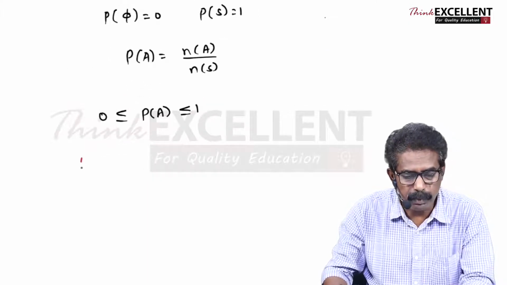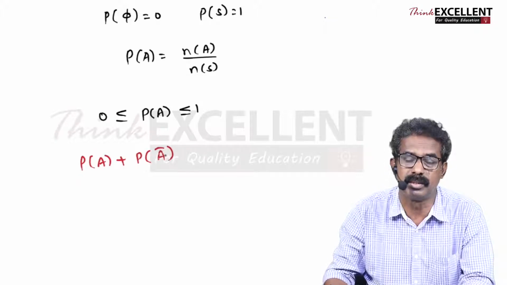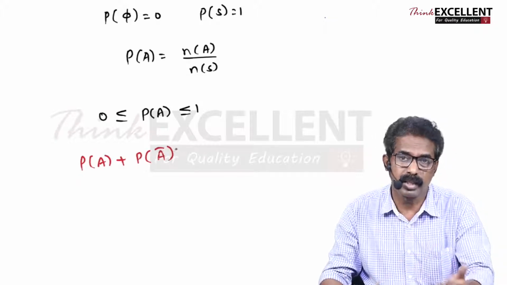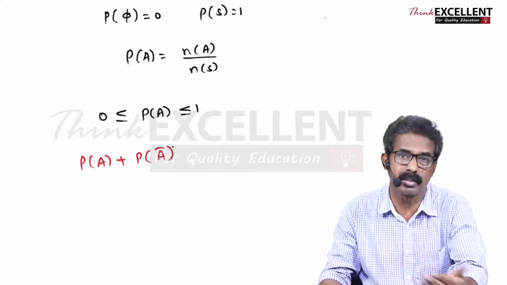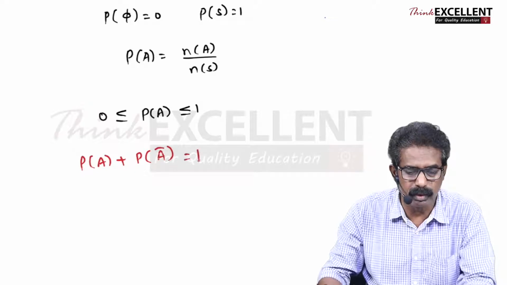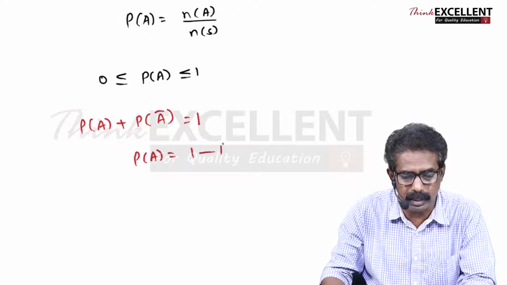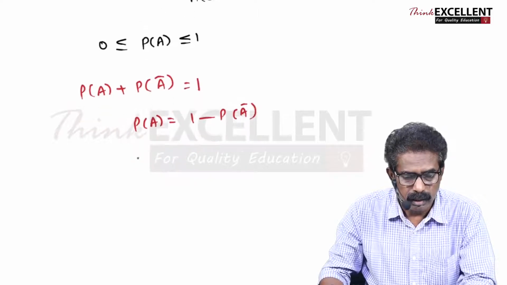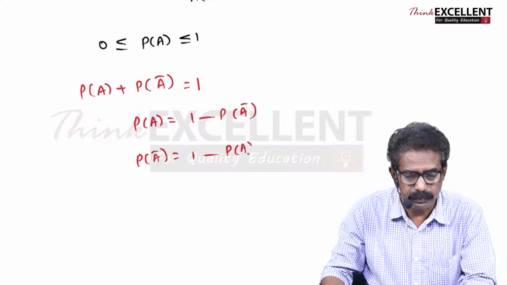And probability of an event plus probability of its complement. So complement of A means not A. So A stands for green ball. A bar means not green. So that will be 1. So from here two results, P(A) equal to 1 minus P(A bar). If you want P(A bar), it is 1 minus P(A).